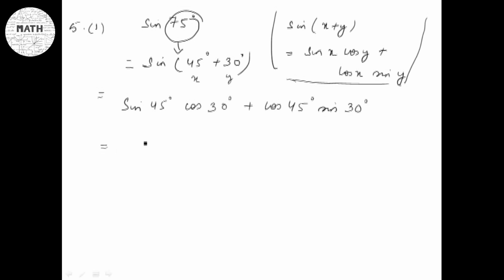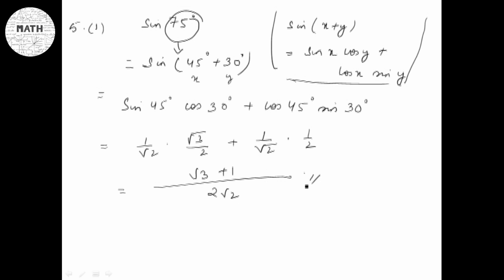So cos 45 degrees is how much? It is 1 by root 2, and cos 30 degrees is how much? Root 3 by 2. Similarly, cos 45 degrees is 1 by root 2, and sin 30 degrees is 1 by 2. So if you can see, the base is the same, so the denominator is 2 root 2, and I get here root 3 plus 1. So that's your answer. Okay, all right.